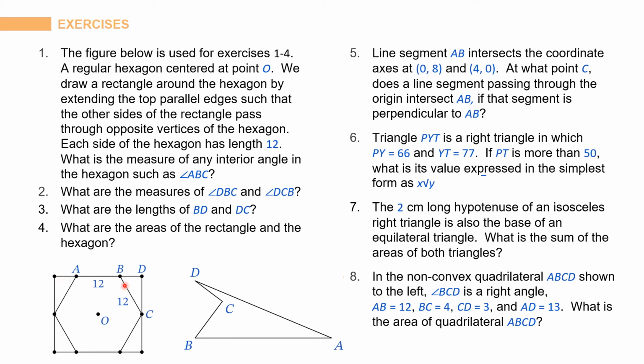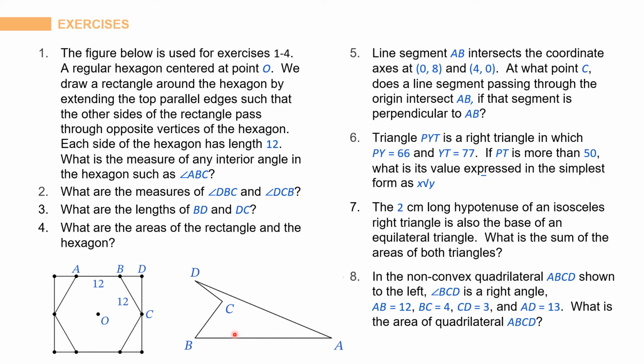2. What are the measures of angle DBC and DCB? They're different. We want to know what each one of those measures is. 3. What are the lengths of BD and DC? And finally, what are the areas of the rectangle and the hexagon? Let's move on to exercise 5. Line segment AB intersects the coordinate axes at 0, 8, and 4, 0.